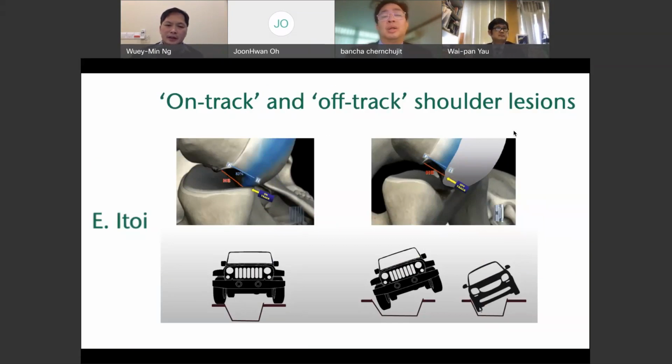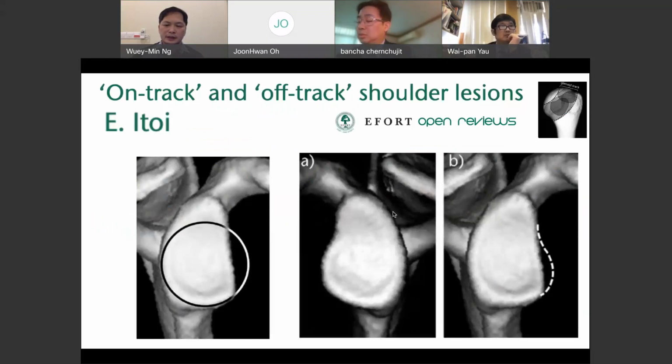But look at this on-track. You can see that the head is sitting on the glenoid throughout the range. Well, if there's a bone loss in the glenoid, the track is smaller, so the humeral head will dislocate. So you need to appreciate how much bone loss will cause this instability. Itoi went further to measure the glenoid bone loss using 2 methods: one is the circular method, the other is the vertical method.